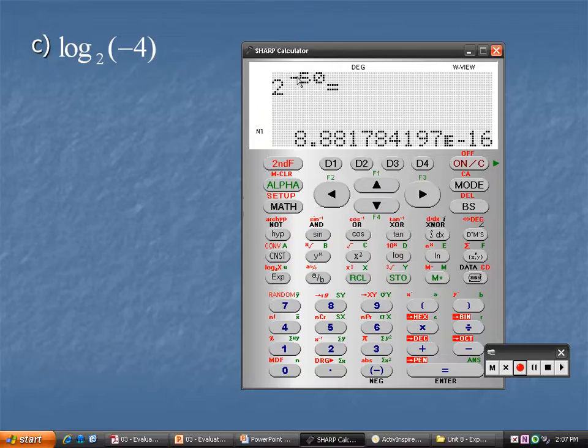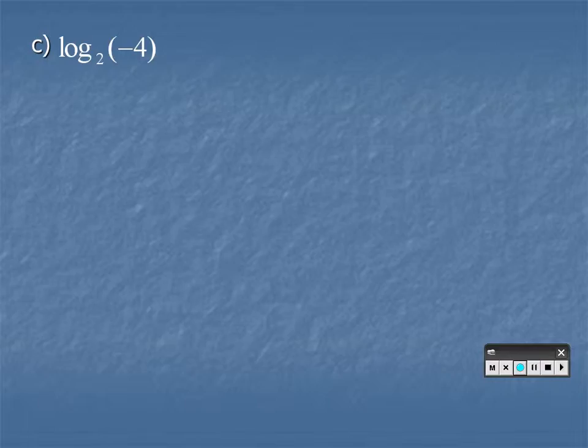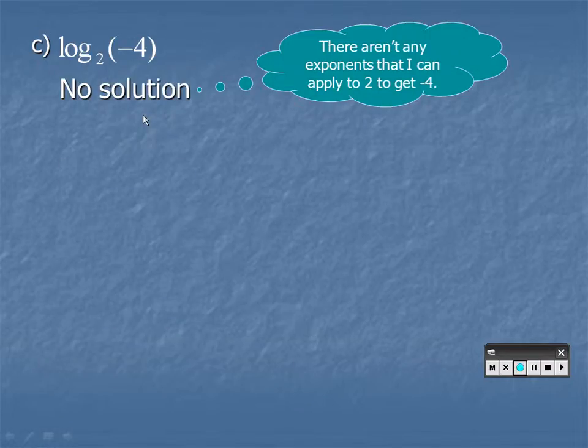In fact, no matter what number you put up here for the exponent, it's always going to come out to be a positive. Very small. You can go as small as you want. This is that asymptotic thing. It's asymptotically approaching 0. So no number that you put in for an exponent on 2 is going to give you a negative number. It's a basic property of logs. You can't take logs of negatives. So there aren't any exponents that I can apply to 2 to get negative 4. No solutions to this one.